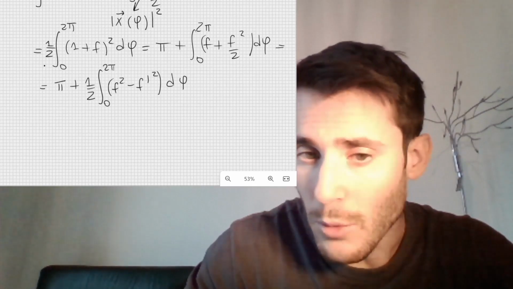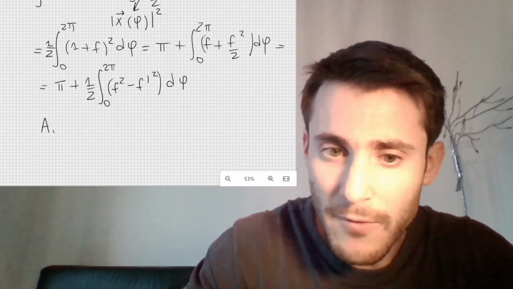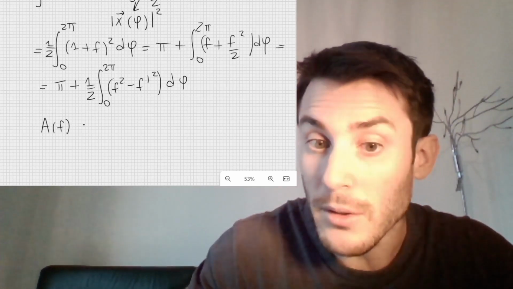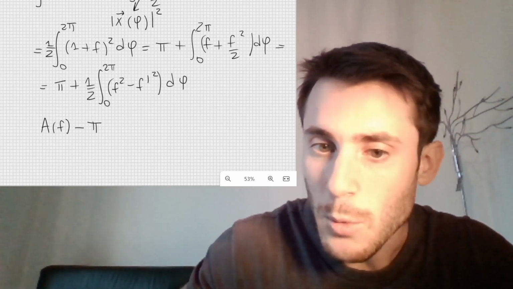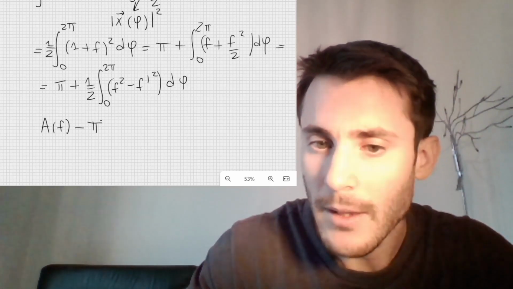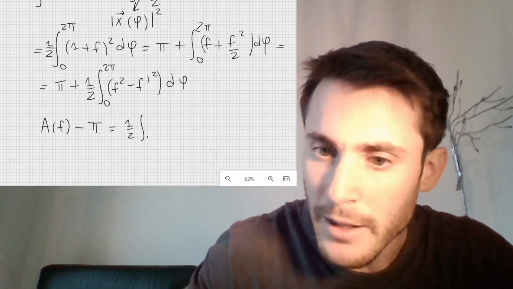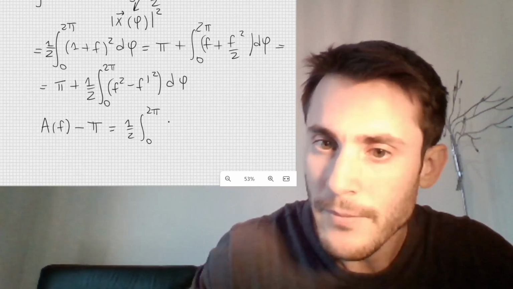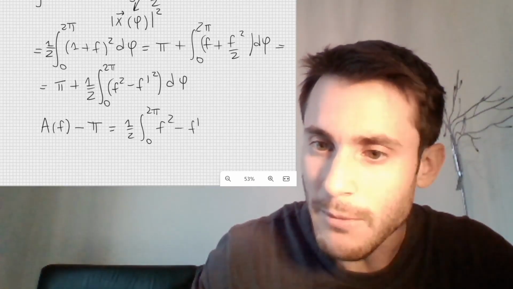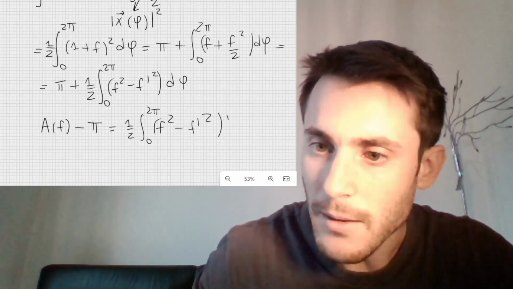Now, for an unperturbed curve, pi would be exactly the area of the circumference, because remember that we set the radius equal to 1. So A of f, the area of the perturbed curve, minus pi, will give us the variation of the area. And this is equal to 1/2 integral from 0 to 2 pi f squared minus f prime squared d phi.